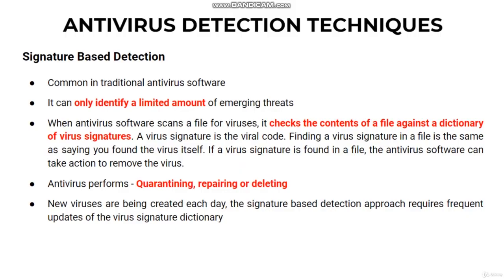If a virus signature is found in a file, the antivirus software can take action to remove the virus. Antivirus software will usually perform one or more of the following actions: quarantining, repairing, or deleting. Quarantining a file will make it inaccessible and is usually the first action antivirus software will take if a malicious file is found. Encrypting the file is a good quarantine technique because it renders the file useless.